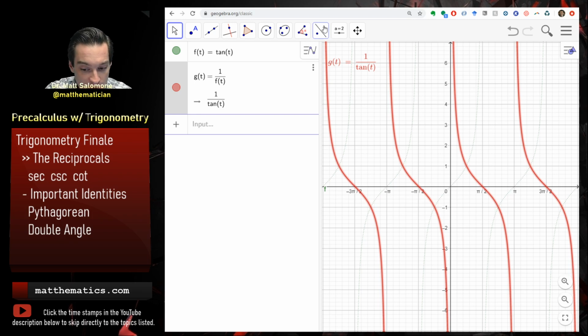Okay, so those are some of the basic properties that the graphs of these reciprocal functions have as well. We're going to keep these reciprocal functions in mind as we start talking more today about important trigonometric identities and the processes of solving trigonometric equations. Let's make that pivot now.